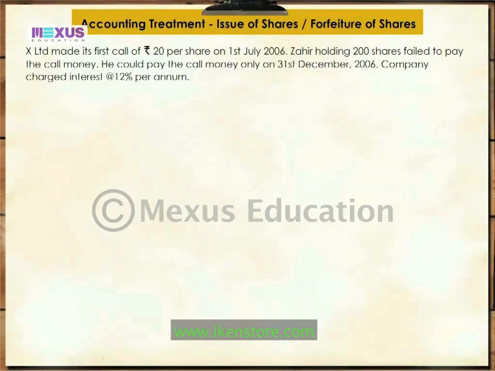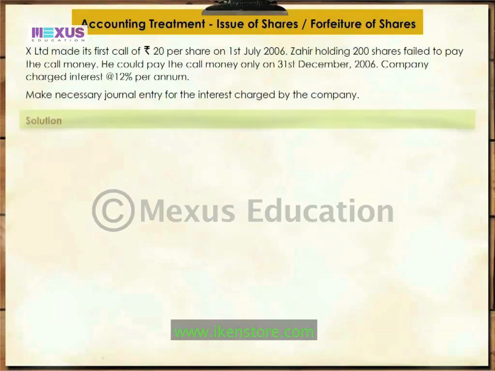X Limited made its first call of 20 rupees per share on the 1st of July 2006. Zahir, holding 200 shares, failed to pay the call money. He could pay the call money only on the 31st of December 2006. The company charged interest at 12% per annum. Make the necessary journal entry for the interest charged by the company.